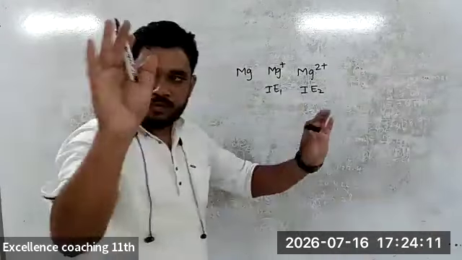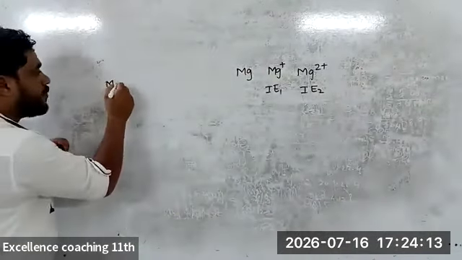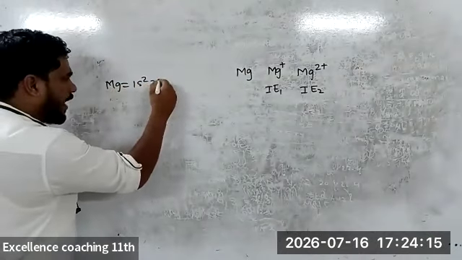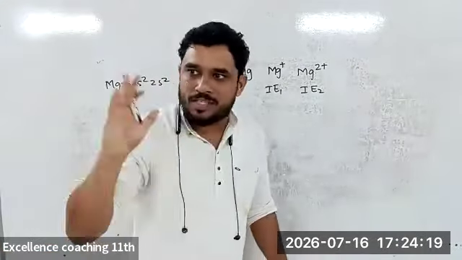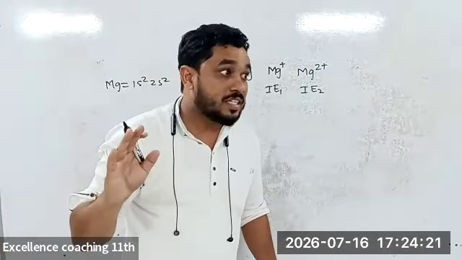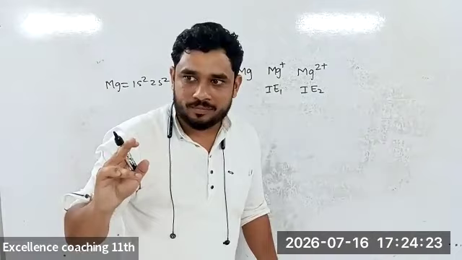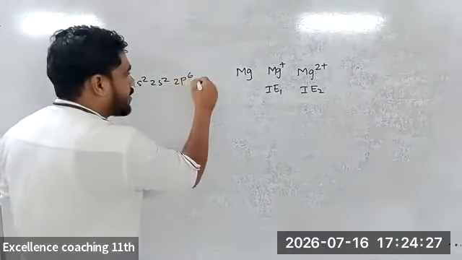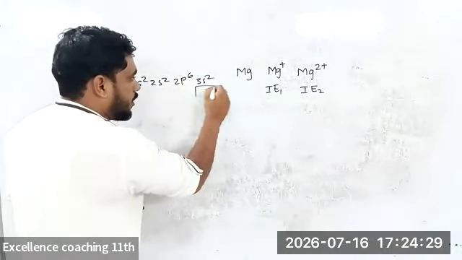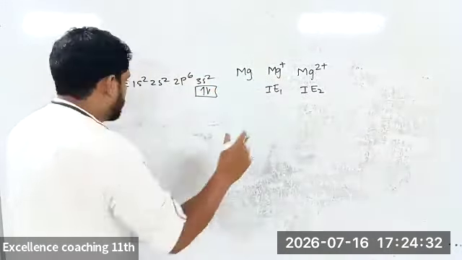IE2. Wait. Mg, electronic configuration. I know, successive IEs are always higher, but there are some factors affecting IE. I have gone through this. 1s2, 2s2, 2p6, 3s2, correct? 3s2 is like this, correct?